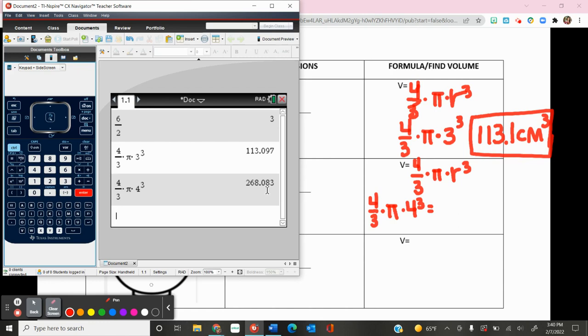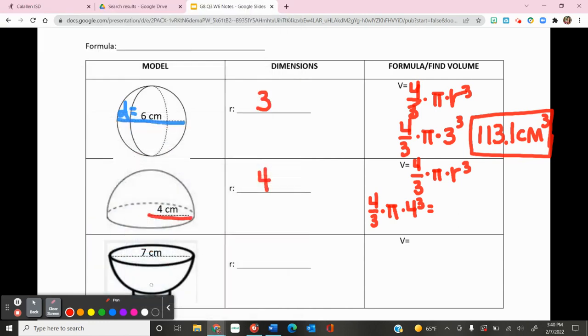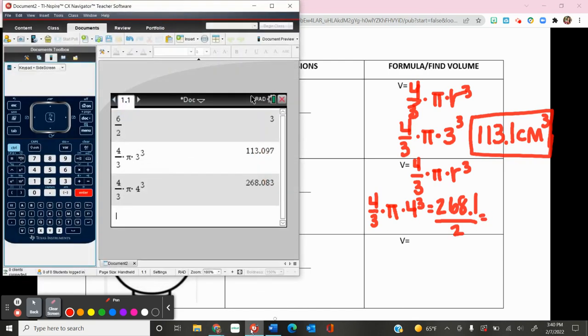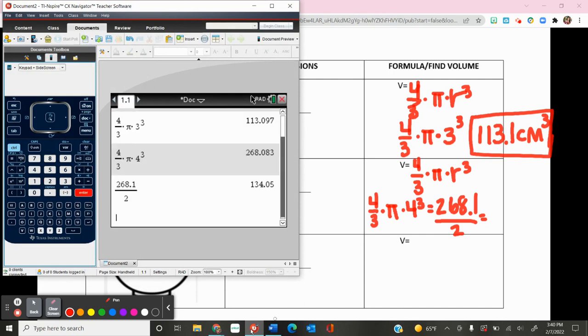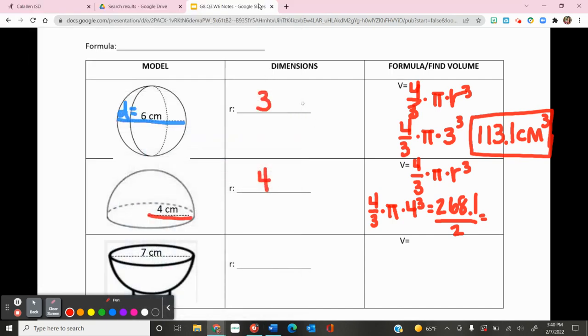268.083. This 8 is telling me to round up the 0 to a 1. So this is 268.1. But again, since this is a hemisphere, we want to divide this by 2. So 268.1 divided by 2, we get 134.05. So here, 134.05, my unit is centimeters cubed, is the volume for this hemisphere.